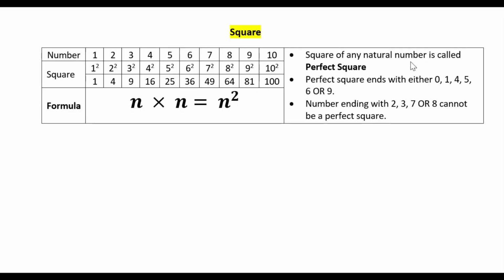The square of any natural number is called a perfect square. So the square of 1, 2, 3, 4, and any number which you can go to like 100, 200, 150, 800, the square of any number becomes a perfect square.